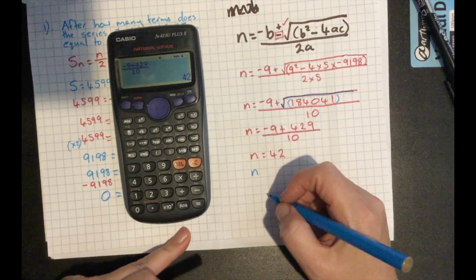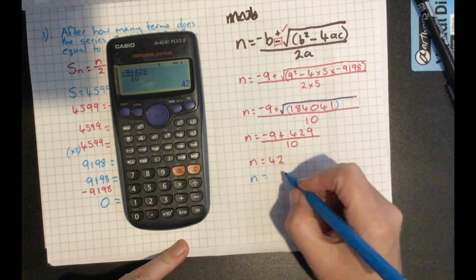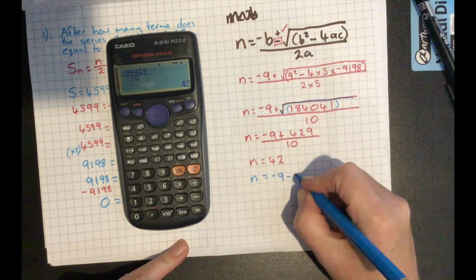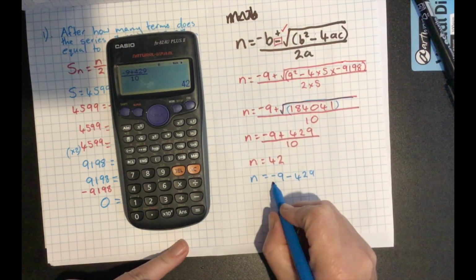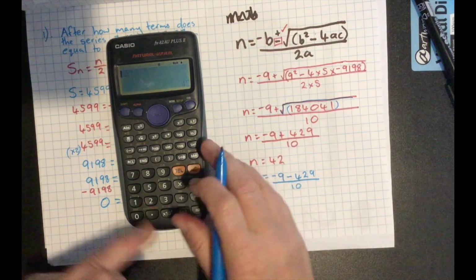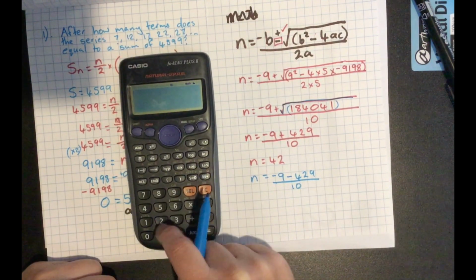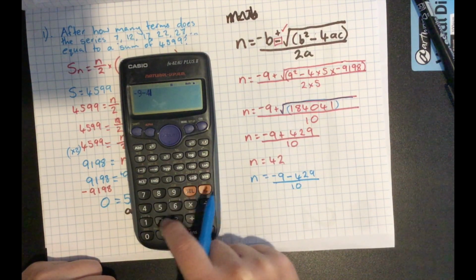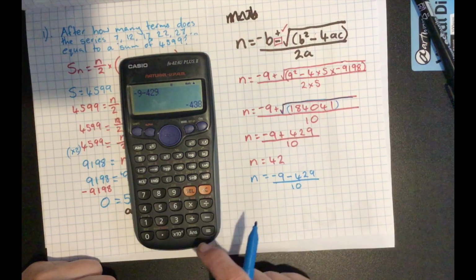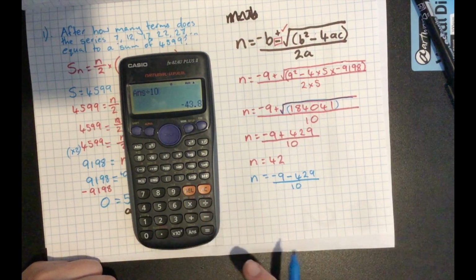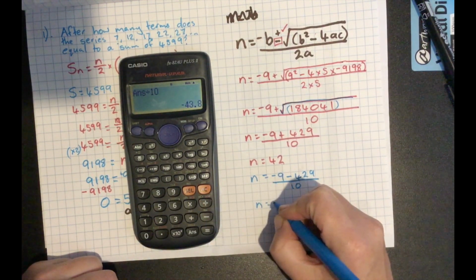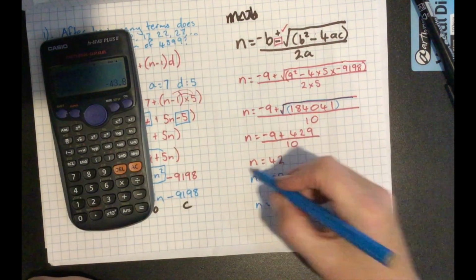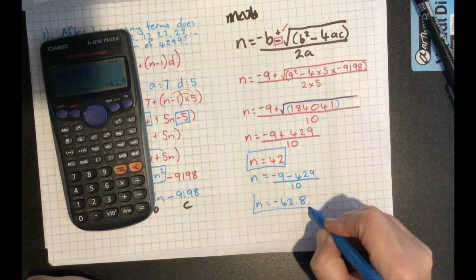n equals negative 9 take away 429 divided by 10. Let's put that in our equation. Negative 9 take away 429, divided by 10, n equals negative 43.8. Now here were my two answers, this one and this one.